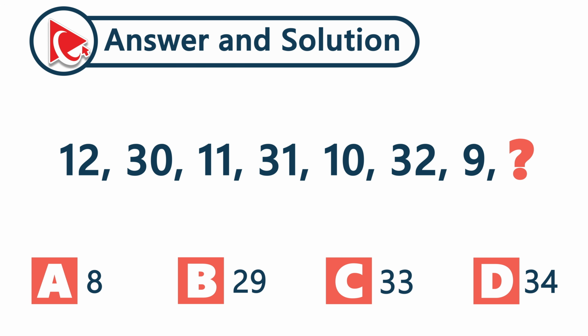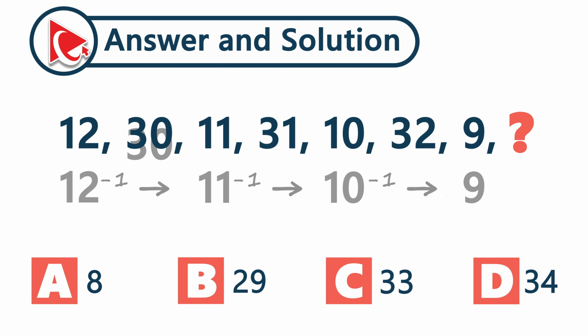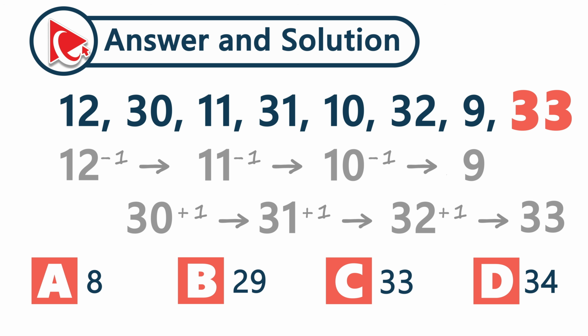Did you notice the pattern here? It's applied to every other number. 12, 11, 10, 9 all decrease by 1. 30, 31, 32, 33 all increase by 1, and the correct answer here is choice C, 33.